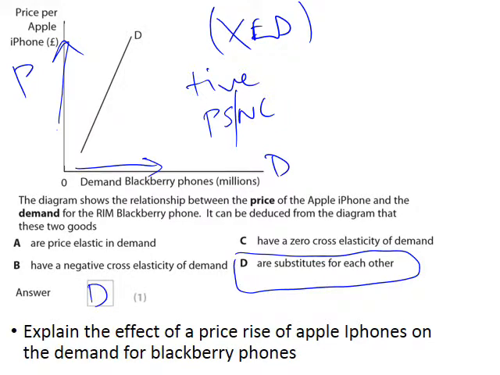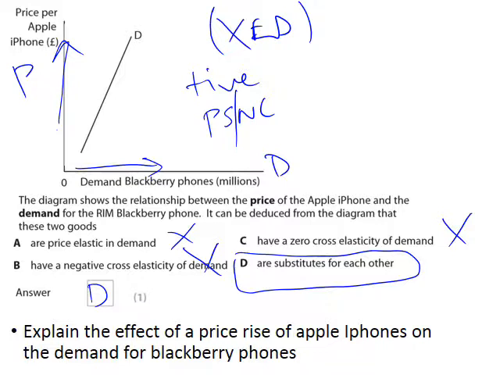If you've got time, you could just cancel out the other ones. Are price elastic? Well, we don't have price information for price and demand for iPhones or price and demand for BlackBerries, so it can't be a price elasticity of demand one. It can't have zero cross elasticity because there's an angle here which implies a relationship, so it can't be that one. They have negative cross elasticity. Well, you'd have to have a negative correlation or a downward slope, a bit like the demand line itself, so it can't be that one.